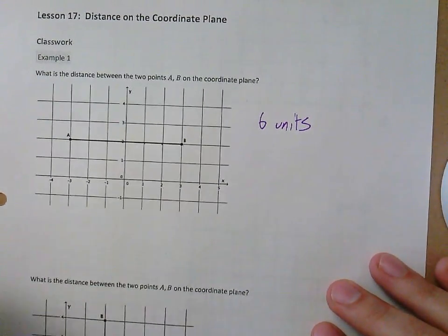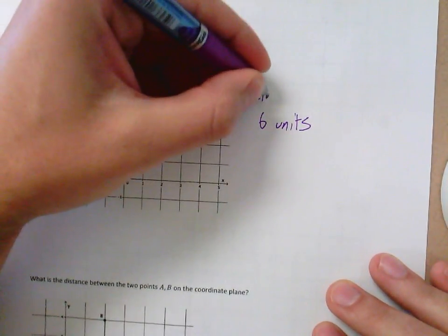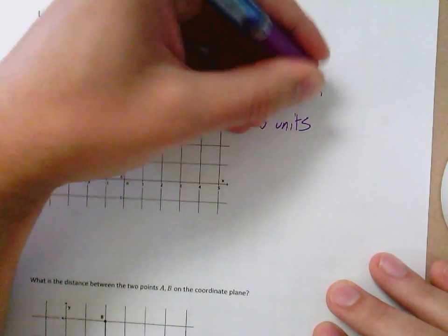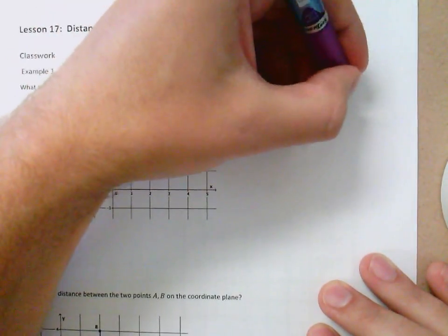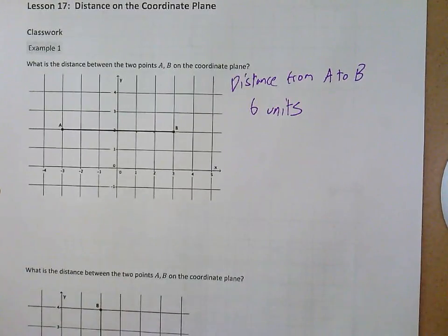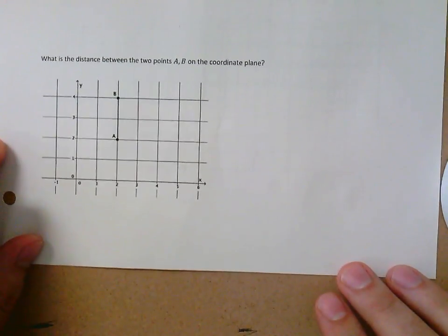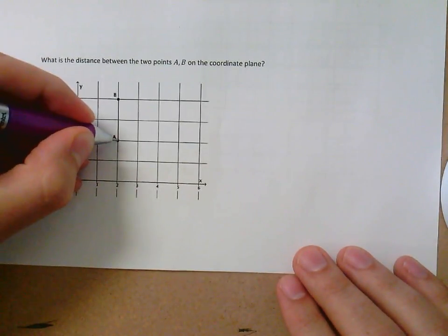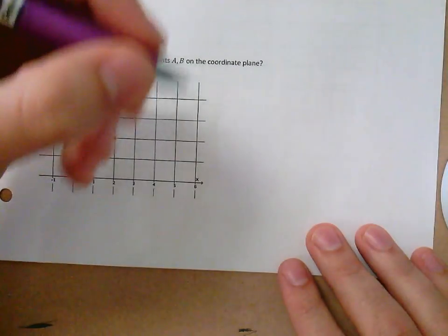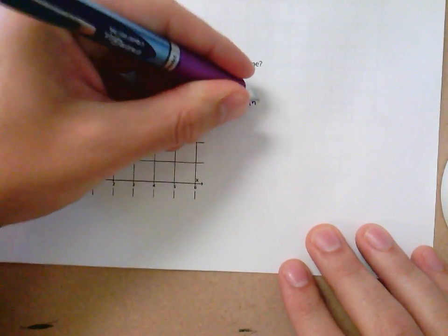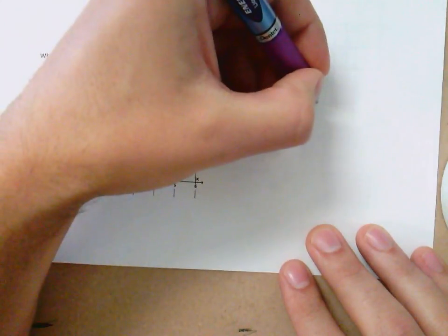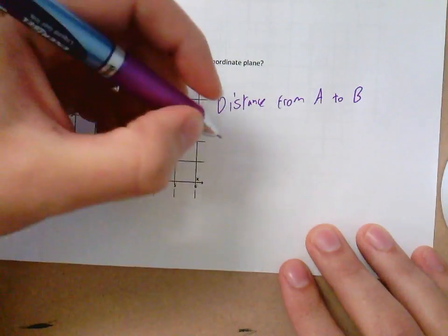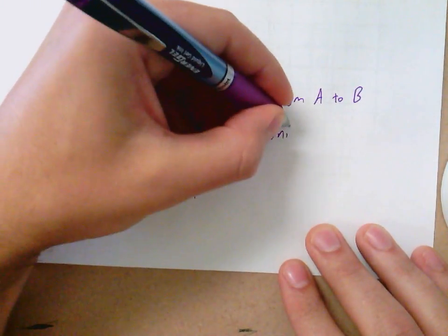Okay, so that's the distance from A to B, 6 units. Fine, easy enough. Similarly here, the distance from A to B, well, again, we can count our boxes. 1, 2. So the distance from A to B is just 2 units.